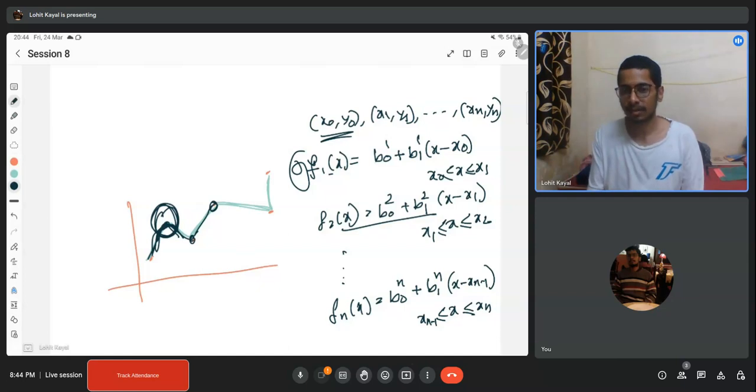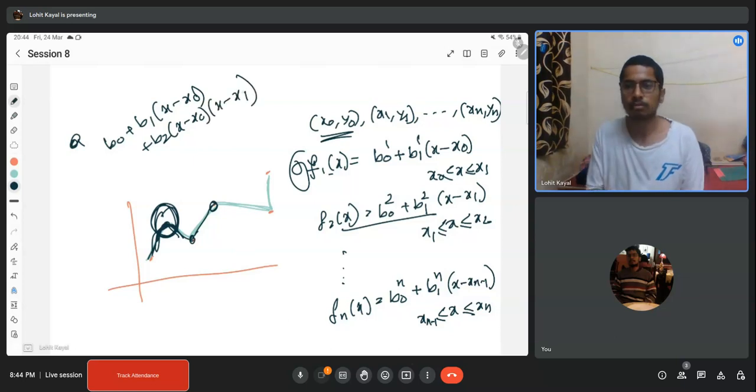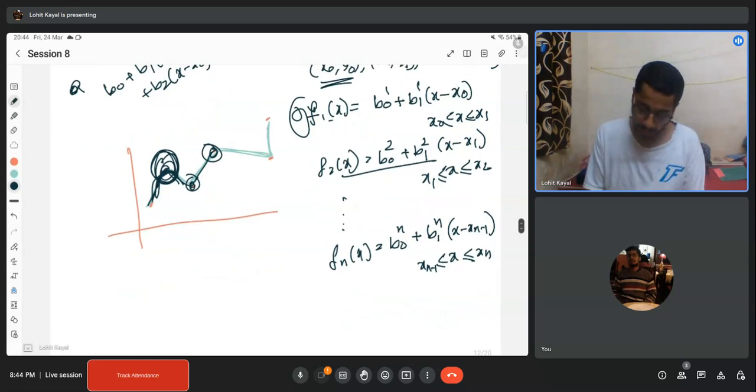So what will be the next choice? The next choice will be a quadratic polynomial, right? It will be b0 plus b1 times x minus x0 plus b2 times x minus x0 times x minus x1. This is the next obvious choice, which will ensure that the slope at this point will be the same. But the second derivative at this point will be zero.